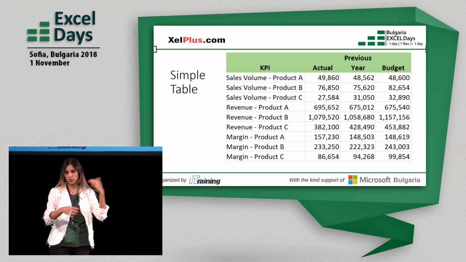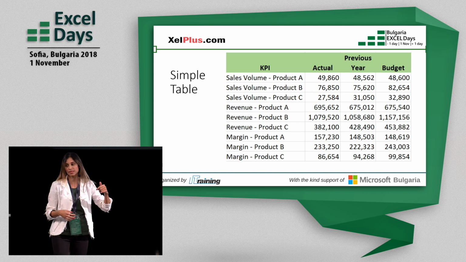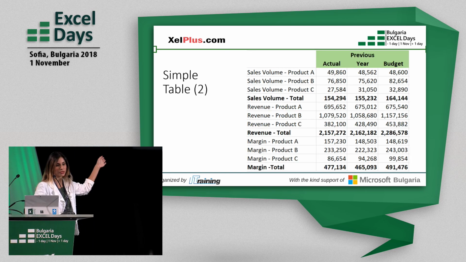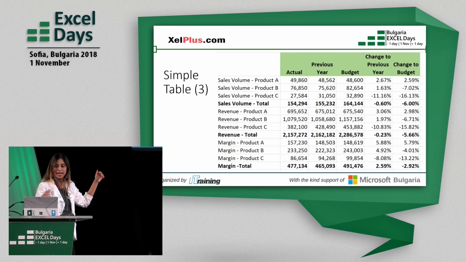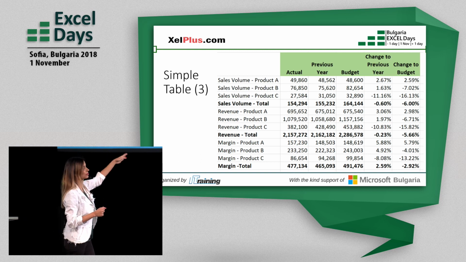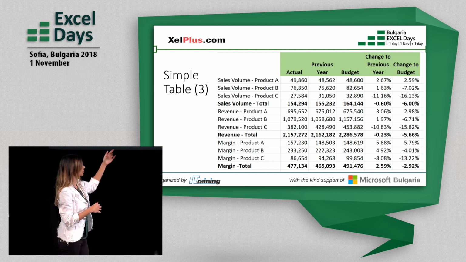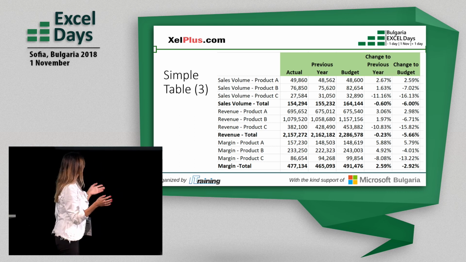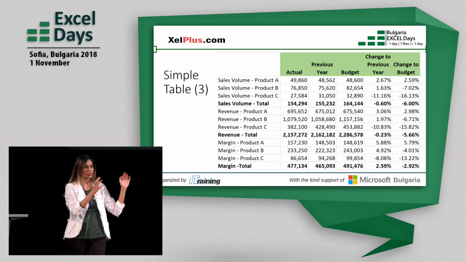My colleagues in the presentation would be fine with this. My boss would be fine with this. I might go a step further. I might add totals to this, right, to make the analysis easier. And I might add the change to previous year. I might show the deviations for budget and previous year. Right? And I would think, yeah, this is fine. Everyone was fine. This is great.